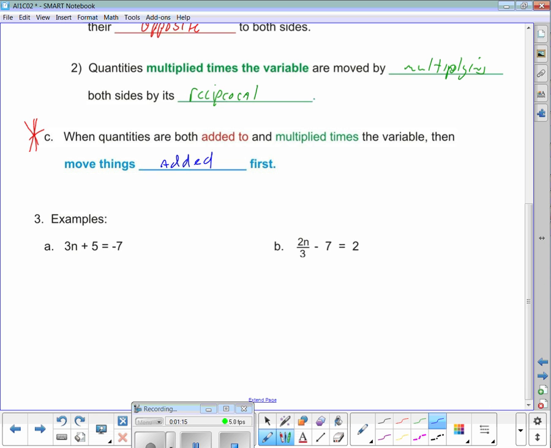Now, by the way, technically you can move either one first, but most students don't know how to move things multiplied correctly, and it's much more difficult. So this is really the ease. It's an ease issue and an issue that's going to give you the highest probability of getting the problems correct.